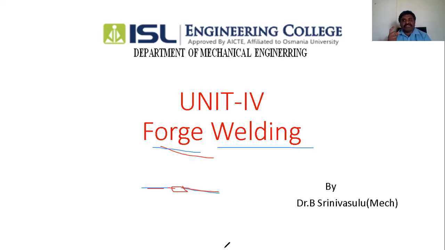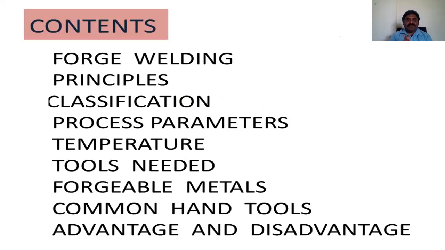A welding process can be carried out. That is the very oldest method we are using also. We are saying that is forge welding. Now see here, from the content of forge welding: principle, classification, process parameters, temperature, the tools needed here, forgeable metals, common hand tools we are using here, and what are the advantages and the disadvantages.